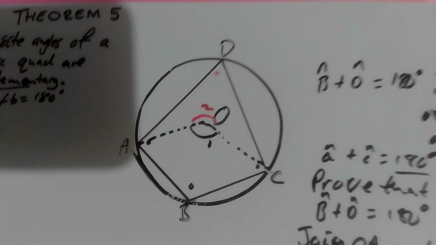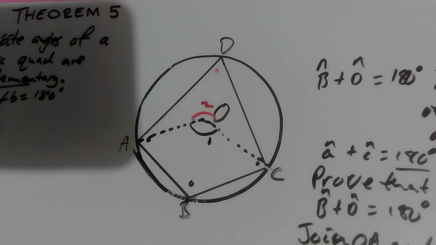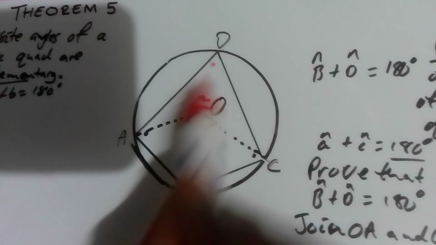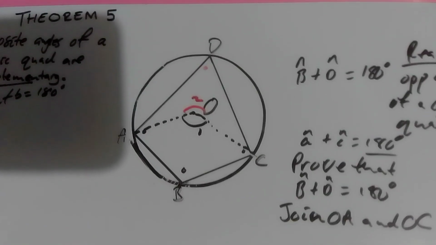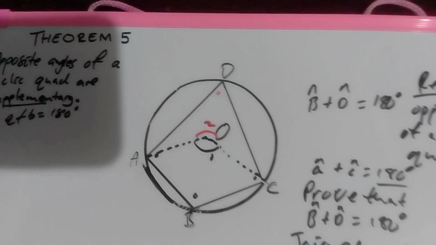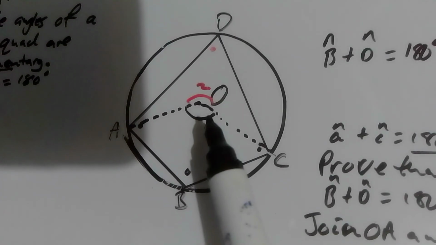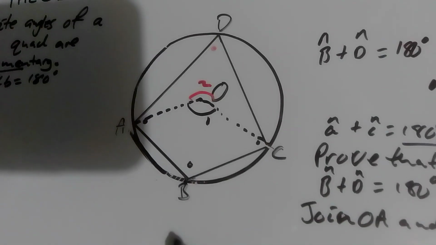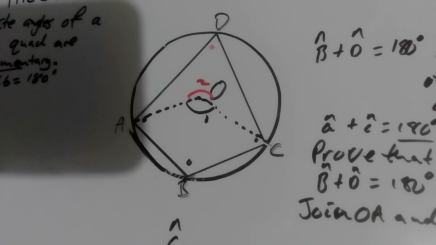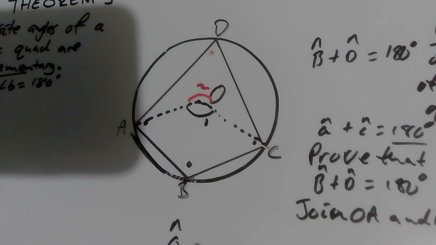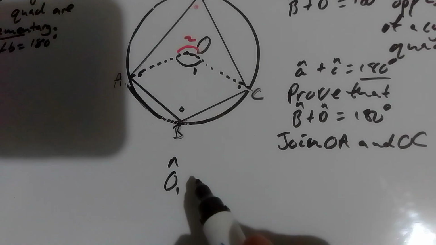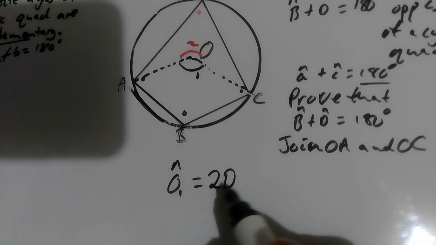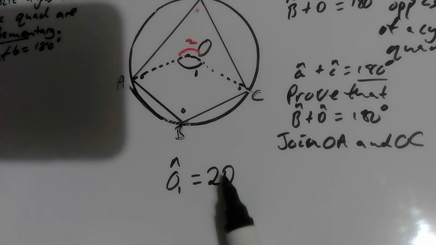What do I want to use? I want to use theorem number 2, which states that the angle at the center is twice the angle at the circumference. So in other words, I'm going to tell the examiner that angle O1, which is here, is 2 times bigger than angle D. So now I'm saying angle O1 is equal to 2D, meaning 2 multiplied by angle D.